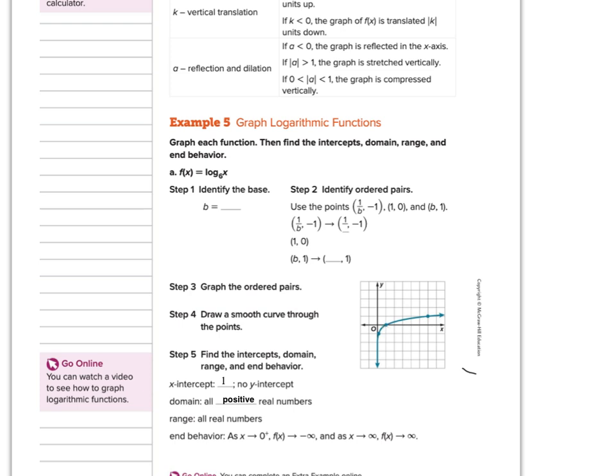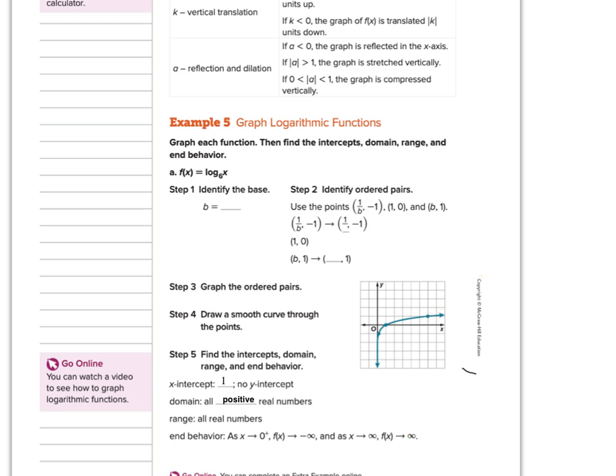My domain, let's see here. My domain is going to be all positive real numbers because it never touches 0, so we never have negative numbers. So looking at the end behavior, this is a little bit different. As x approaches 0 from the positive side, y is going to negative infinity. And then as x approaches positive infinity in this direction, y is approaching positive infinity. So there you go.